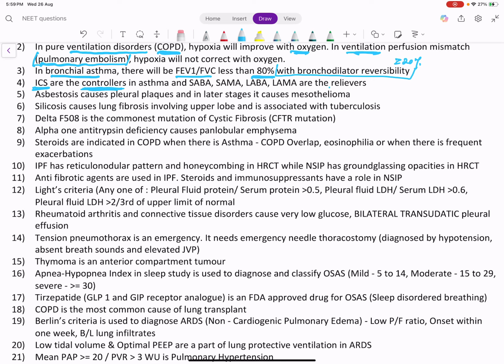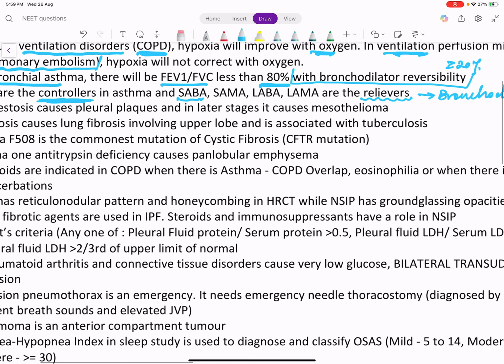Whereas we have another group of drugs called relievers. They only cause bronchodilation, but they don't change the inflammatory pathology. So they are short-acting beta agonists, for example salbutamol or levosalbutamol, short-acting muscarinic antagonist, that is ipratropium, long-acting beta agonists, that is formoterol, indacaterol, etc. And we have long-acting muscarinic antagonists, such as tiotropium.